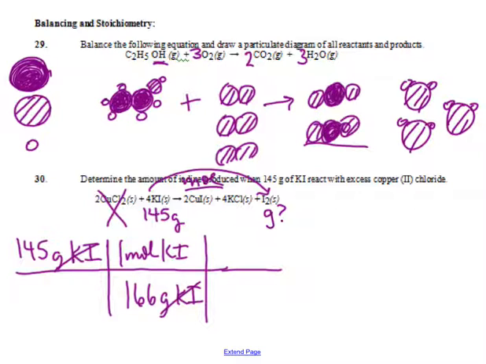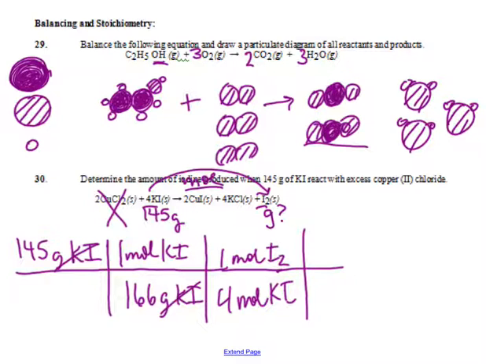So now I can cross the mole bridge. The mole bridge is that mole ratio. I think about gatekeepers here. 4 to 1. Those are the gatekeepers to cross the bridge. So for every 4 moles of KI, based on that 4 here, I have how many moles of iodine? 1 mole of I2.